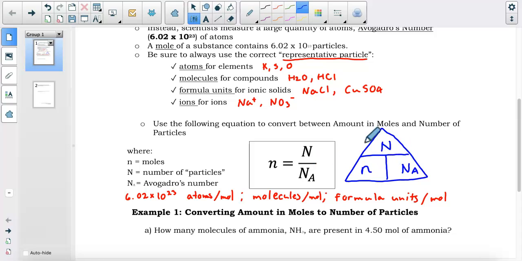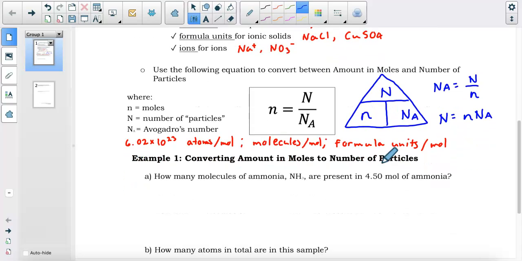Looking at this, let's say you want to solve for Na. Na would be equal to capital N, and we use this line, divided by the lowercase n. So we can also create this equation. And let's say you were looking for the number of particles, capital N. Because this is on the top and these two are beside each other, this capital N would equal your moles times your Avogadro's number. So we're going to utilize these three equations today, and I'm going to show you how to do some calculations.